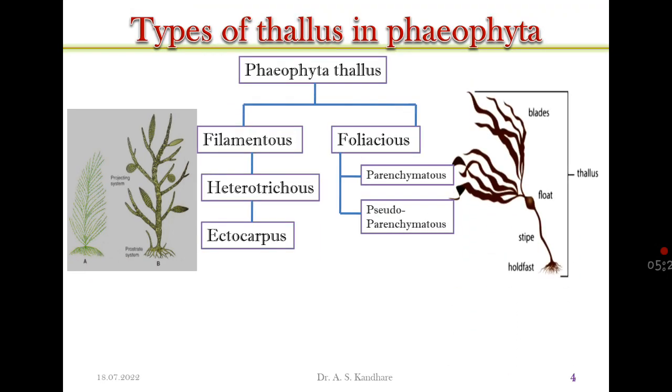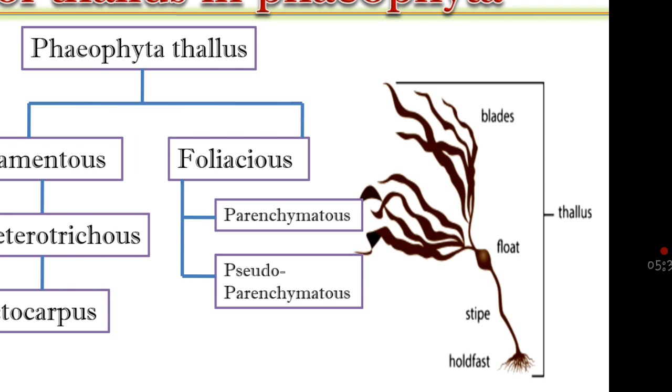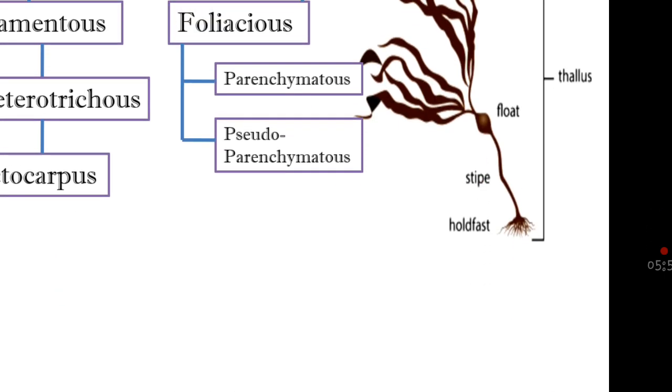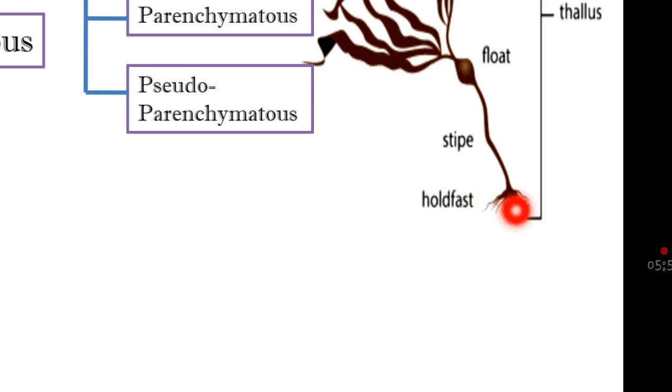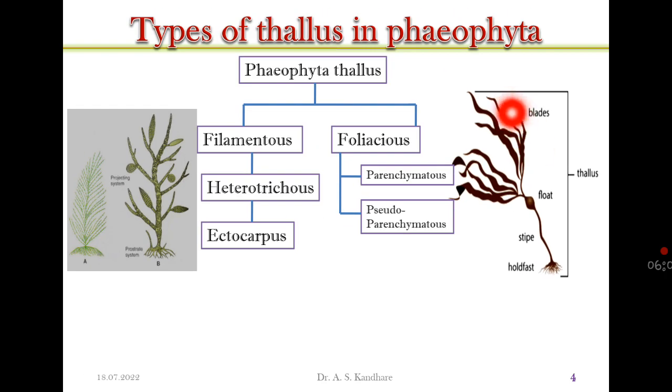This is the example of foliaceous kind of thallus. So you can see leaf-like branches are there. The thallus shows leaf-like branches, and it is called blade, isn't it? Here you will find that this is a float or air vesicle. This is the stipe, and at the base you will find a root-like structure that is called holdfast. So this is an example of foliaceous type of thallus.